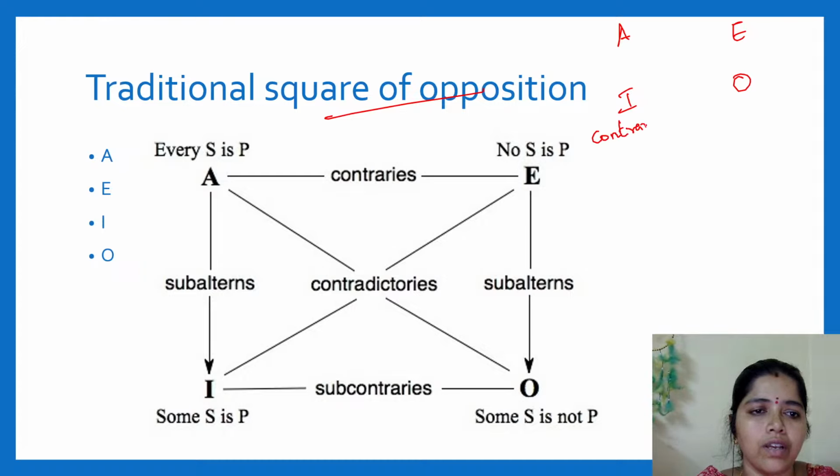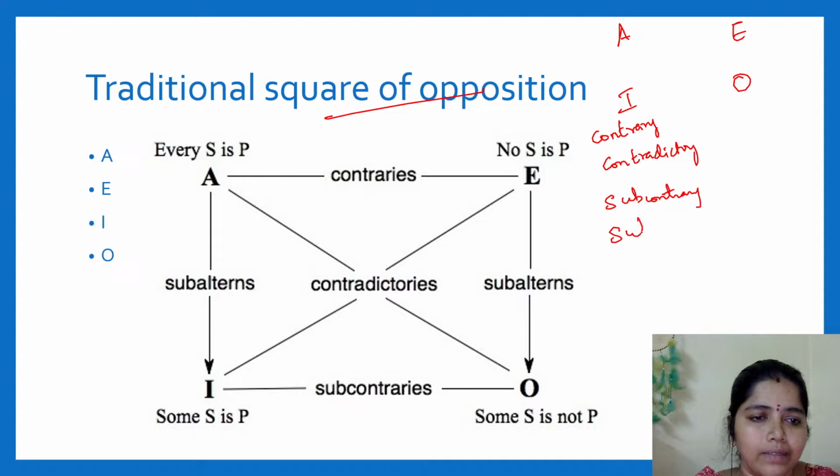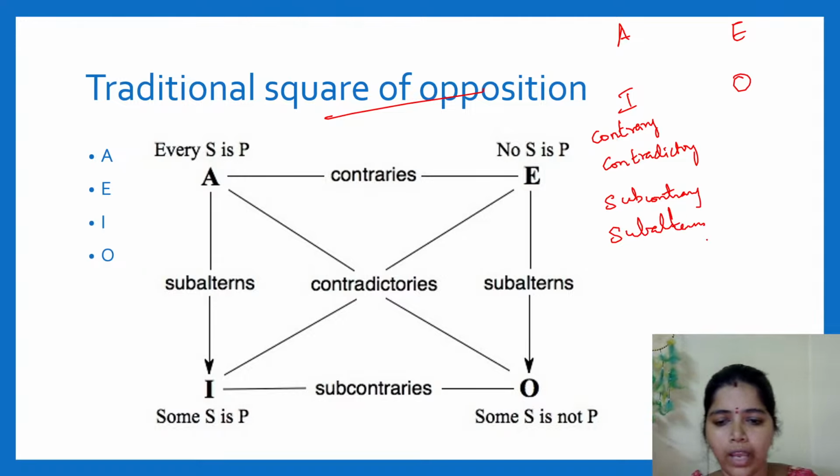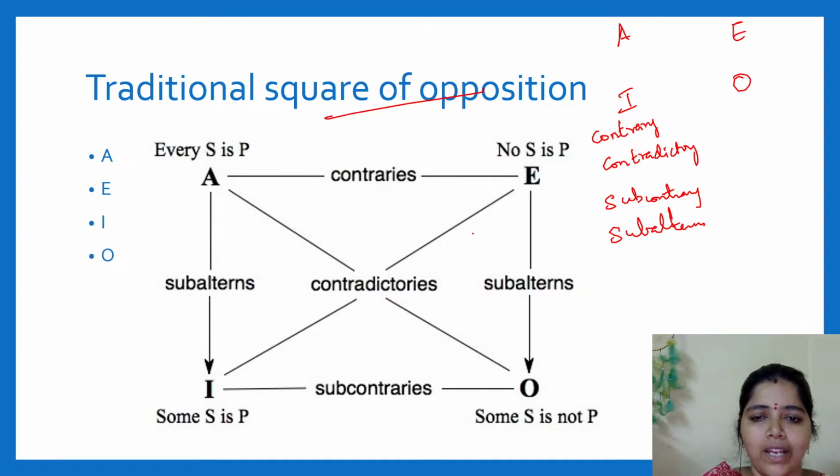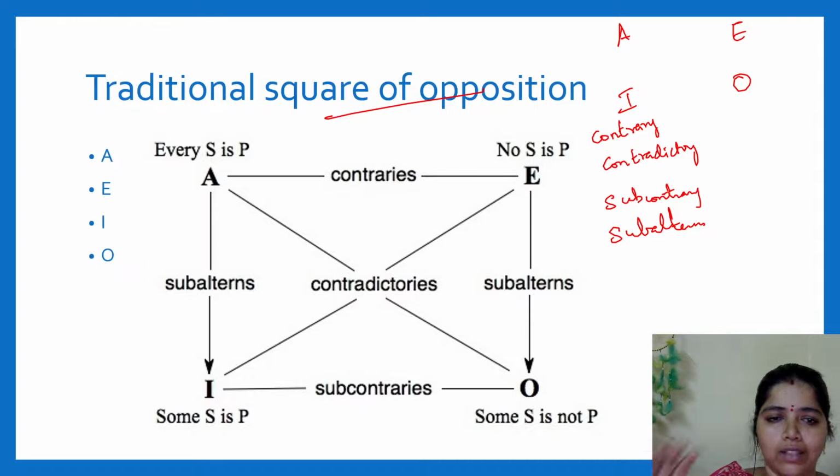Contrary, contradictory, subcontrary, subaltern. These are the terms that we are supposed to learn. O is not visible. I have moved. Now is it visible? I think so. So contrary, contradictory, subcontrary, subaltern. These are the terminologies that we are supposed to know.